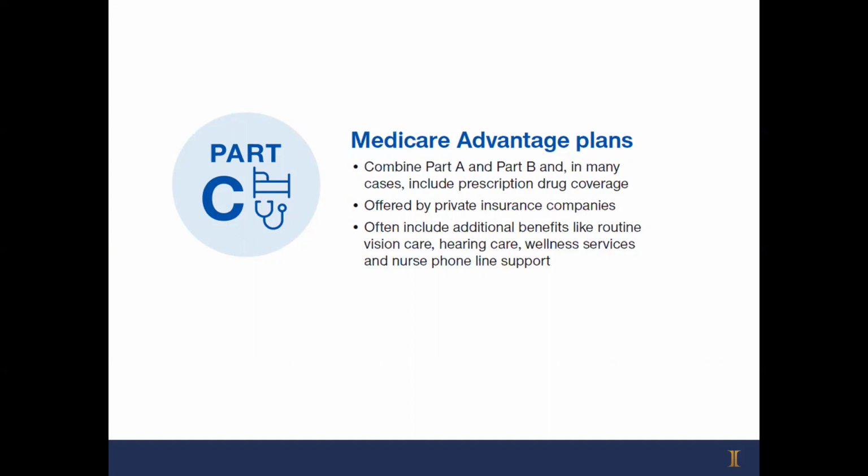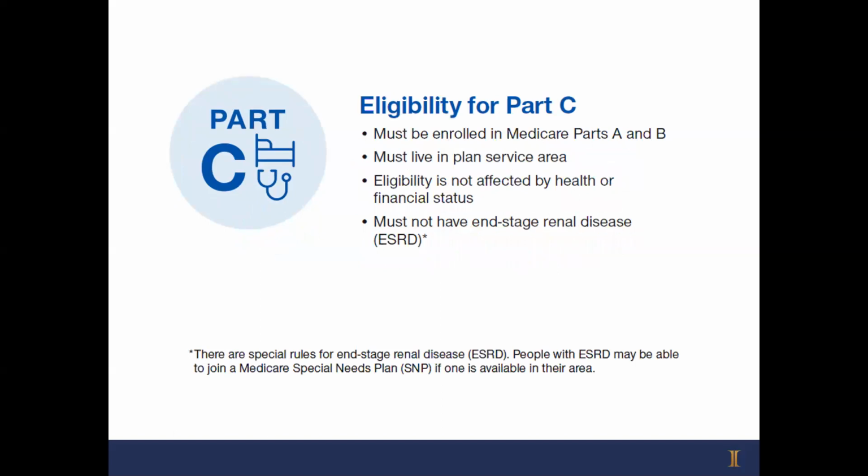They are offered by private insurance companies, and additional benefits are included in a lot of the plans. They offer vision, hearing, some wellness services like transportation and food, and the nurse phone line for support. The eligibility for Part C, like I mentioned, is that you have to be enrolled in Part A and B. They do have service areas, so each plan has a certain area that they cover. A plan that is in Franklin County isn't necessarily in Delaware County. So you definitely want to check before enrolling a client into a Medicare Advantage plan to make sure that they actually live in the service area where that plan is available. Otherwise, that app's going to get denied.